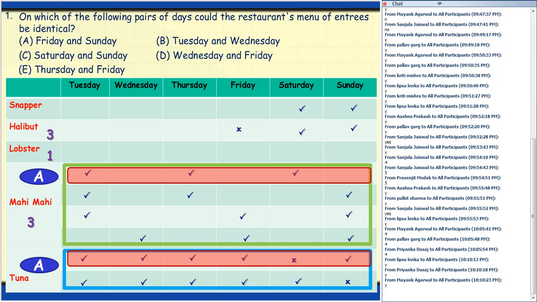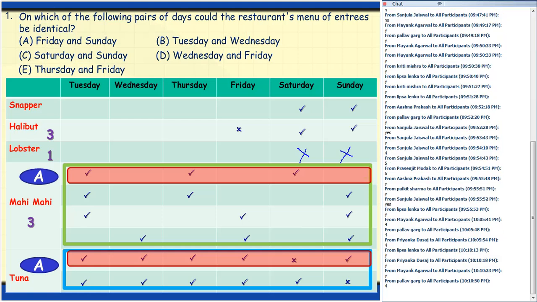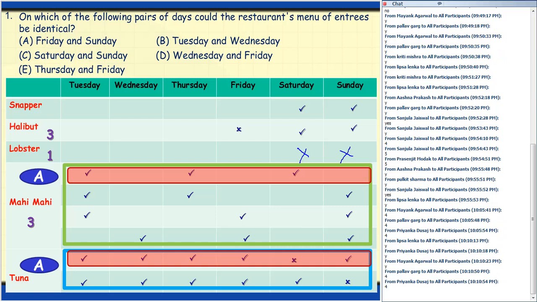What is the answer of this question? Please tell me now, all of you. On which of the following pairs of days could the restaurant menu of entrees be identical? The correct answer for this question is option number 4, D, Wednesday and Friday. Any doubts to anyone? So you can ask me.